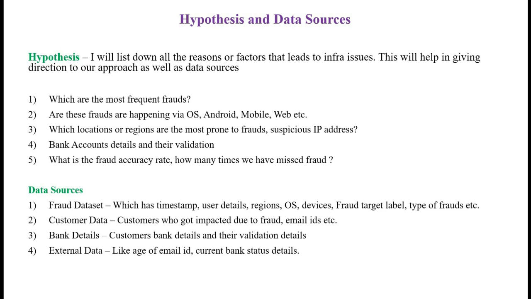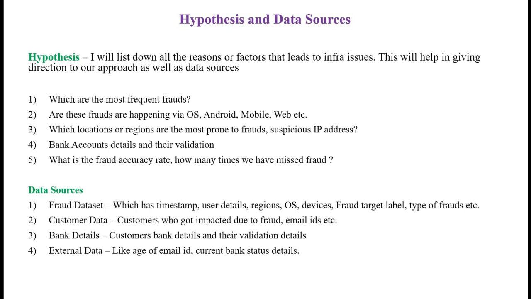Which locations or regions are most prone to frauds, or suspicious IP addresses? Are these frauds happening with the bank account details, and how are we validating those bank details? We also want to understand what the fraud accuracy rate is at this moment, and how many times we have missed a fraud. Some of these hypotheses you must write down on paper, because this will help give direction to your approach, as well as to what different data sources we need to pick.